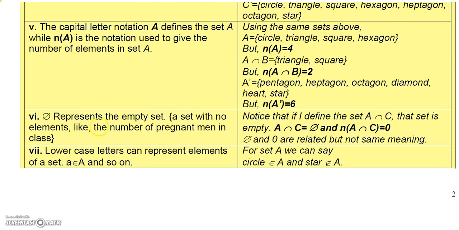And then the last couple things to remember is that this represents the empty set, and that sometimes you have a set that doesn't have anything in it, so that would be the empty set. And then remember that lowercase letters generally are used to represent the elements that are in a set.